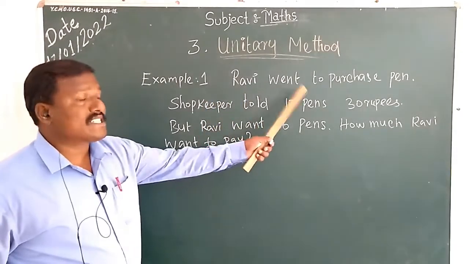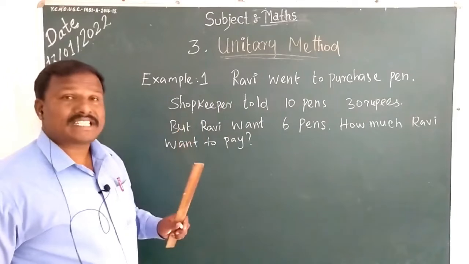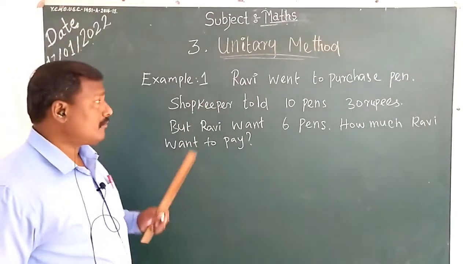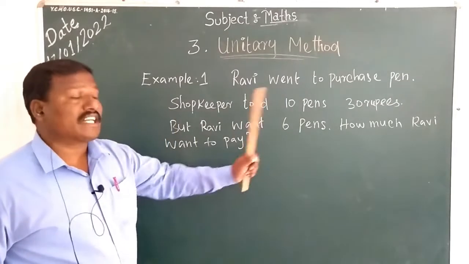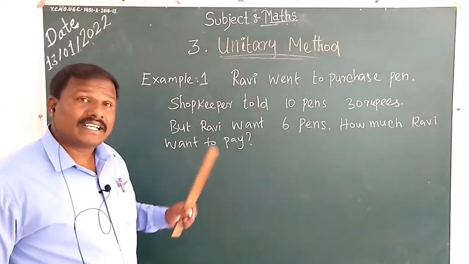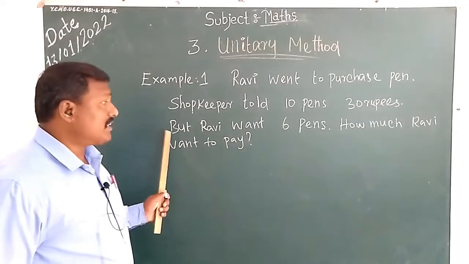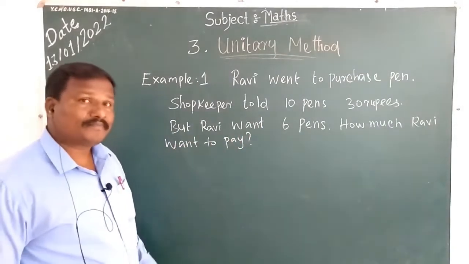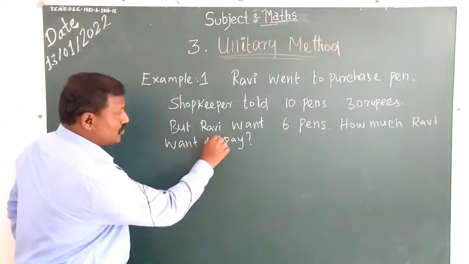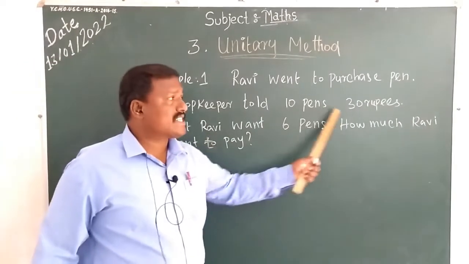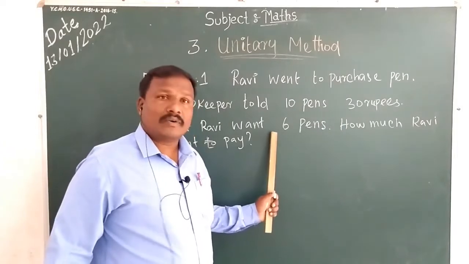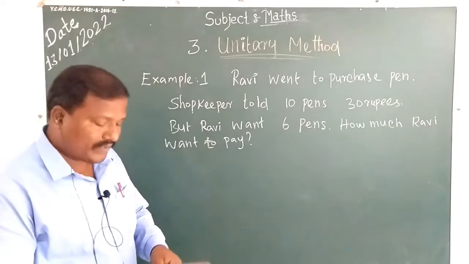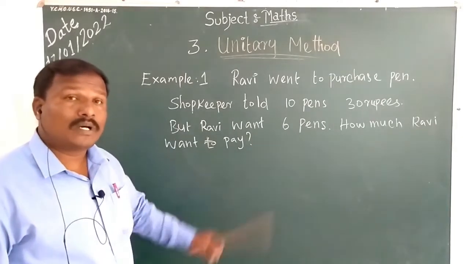Ravi went to purchase pens. He wants pens, so he went to the shop. Then the shopkeeper told him 10 pens cost 30 rupees. But Ravi wants only 6 pens. So how much does Ravi have to pay? The shopkeeper said 10 pens are 30 rupees, but Ravi only wants 6 pens. So we have to help Ravi.